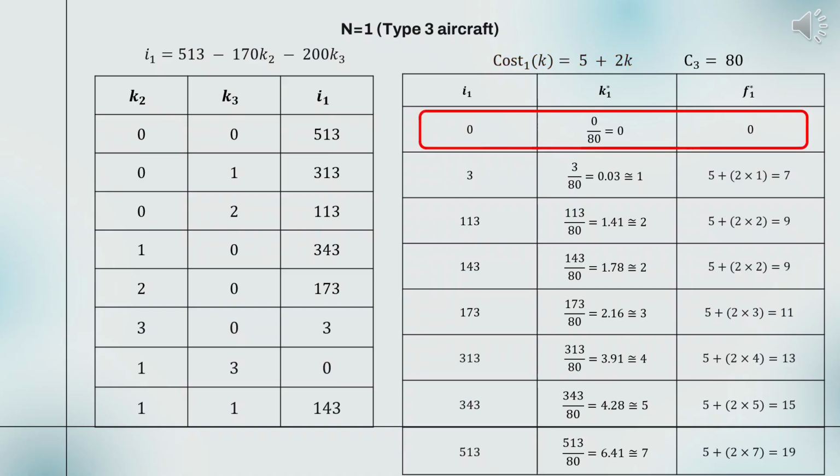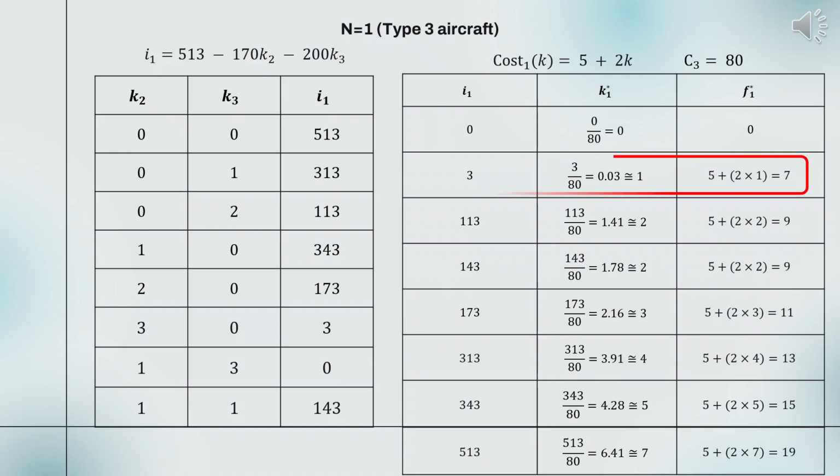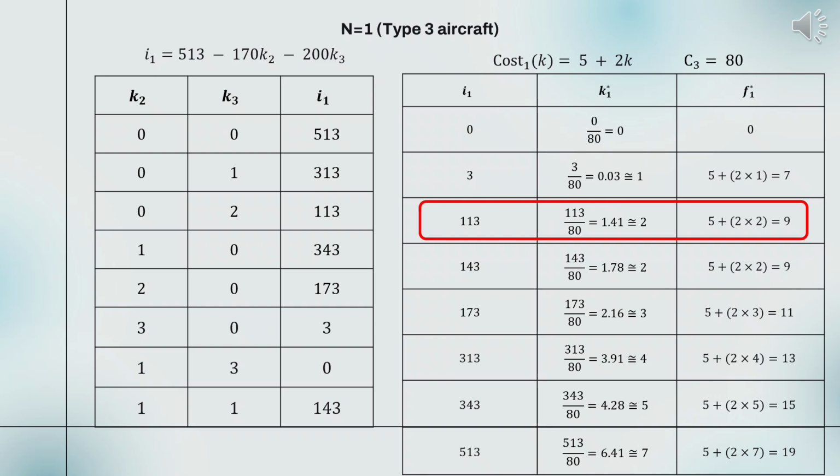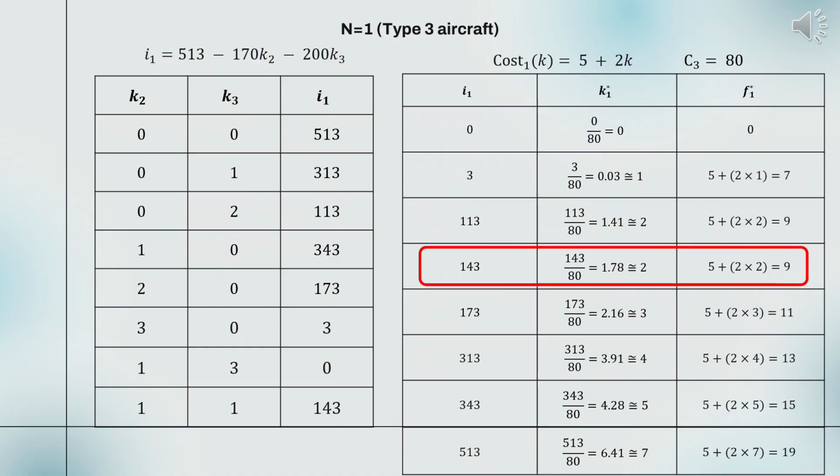Row 1, I1 equals 0. If no passengers remain, it is obvious that we need 0 aircraft, incurring no cost. Row 2, I1 equals 33. For 33 passengers, dividing 33 by 80 equals 0.41, which rounded up means we need 1 aircraft. Substituting this into the function, the cost is 7. Row 3, I1 equals 113. For 113 passengers, the division yields 1.41. Thus, we need a minimum of 2 aircraft. The calculated cost is 9. Row 4, I1 equals 143.